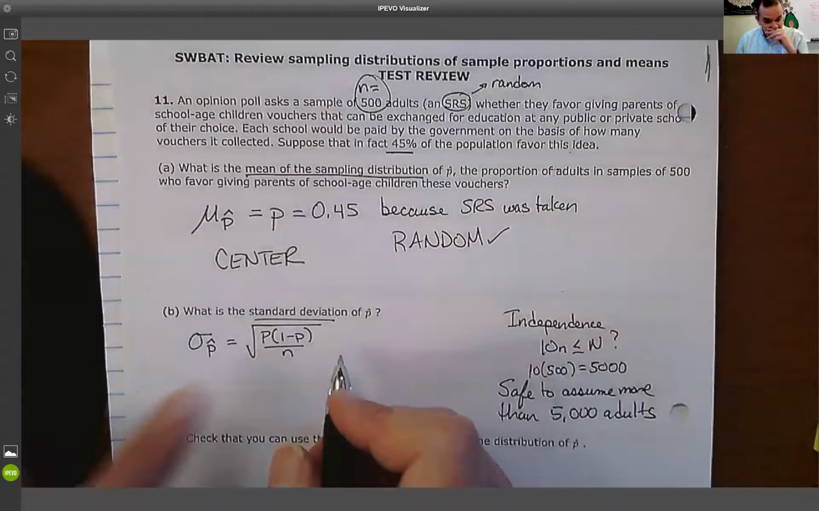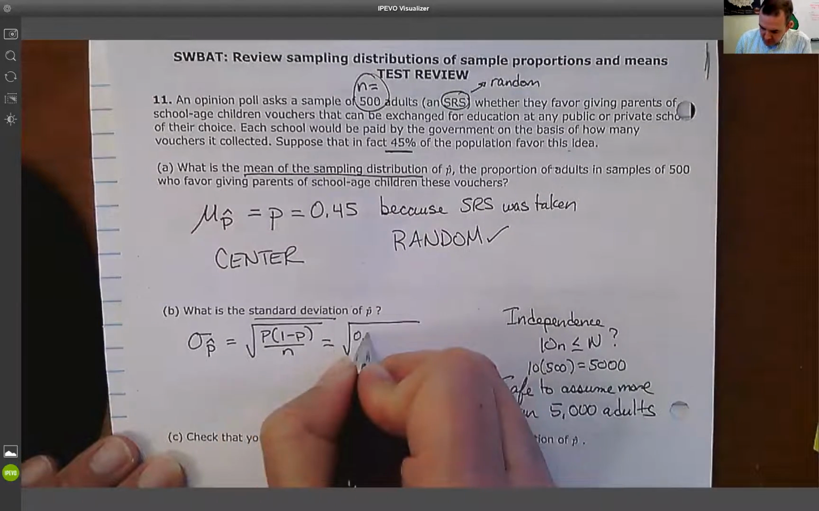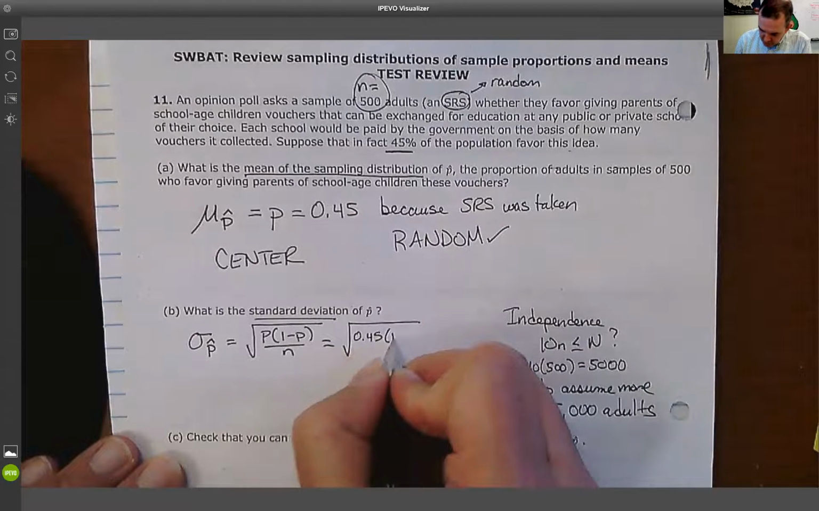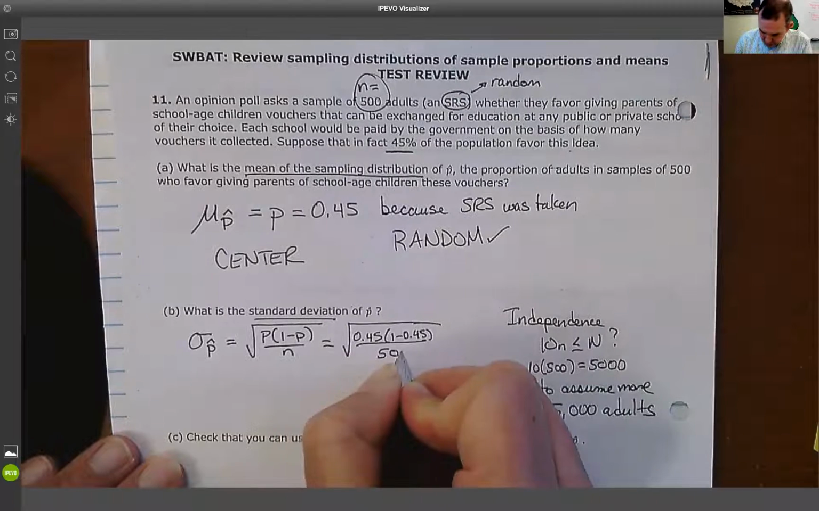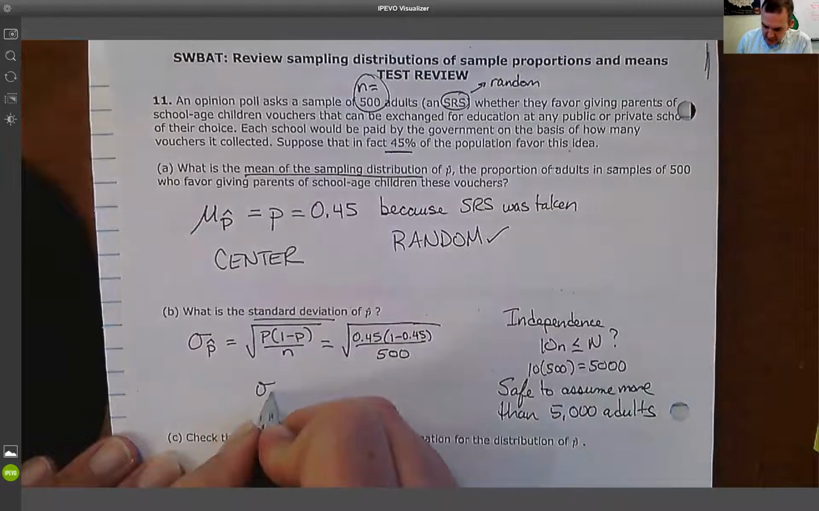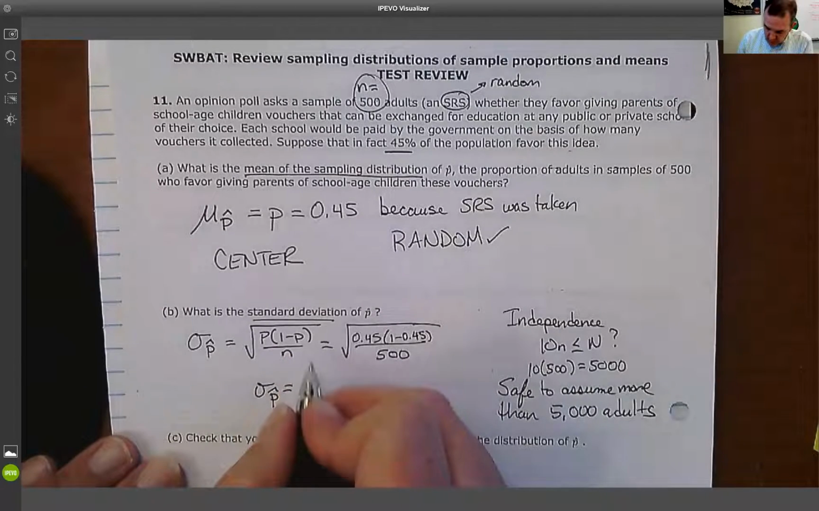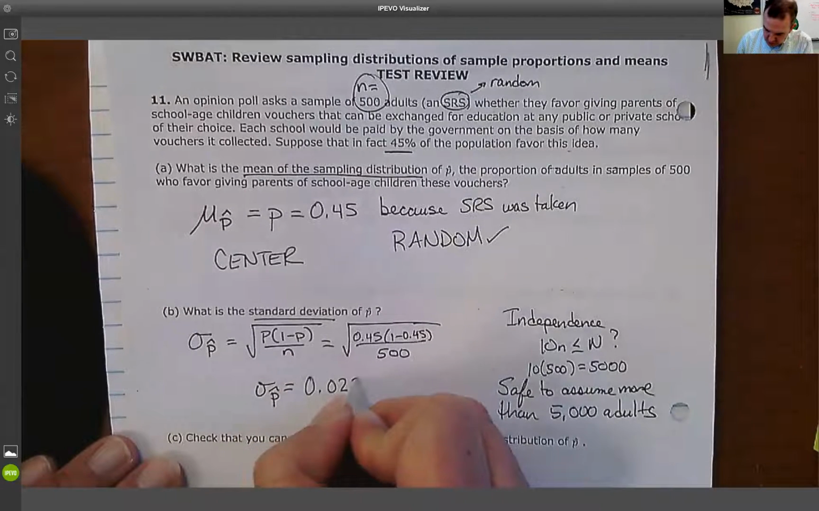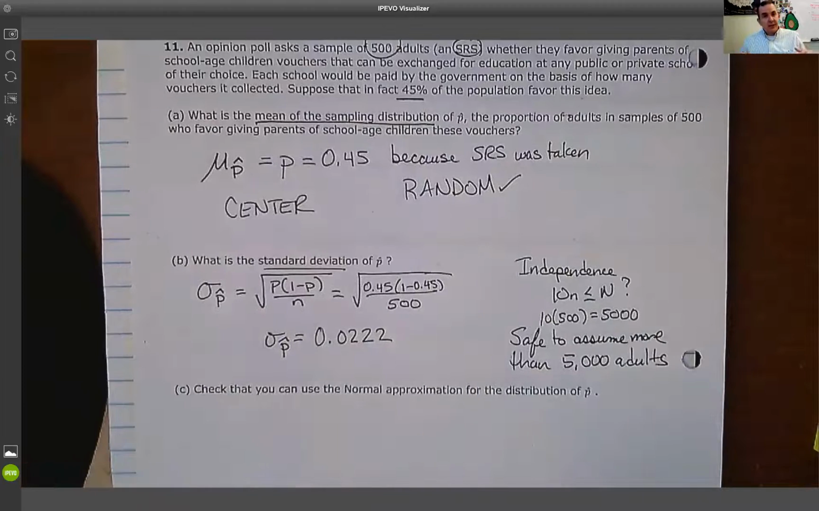So what that means is I'm now allowed to use this formula. So I go ahead and plug in my values. My p is 0.45, 1 minus 0.45, over 500. And that tells me that my standard deviation here is going to be 0.0222. So a little over 2%. So my variability here is about 2%.